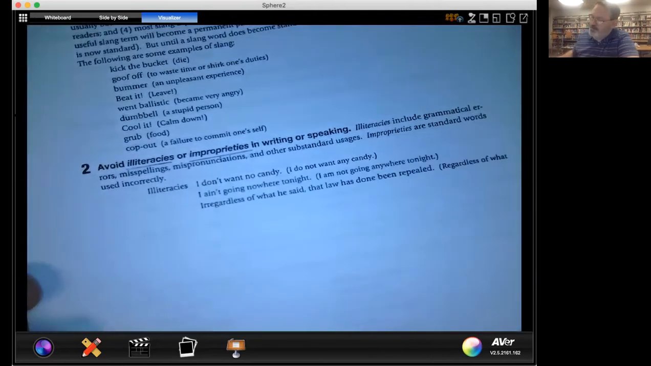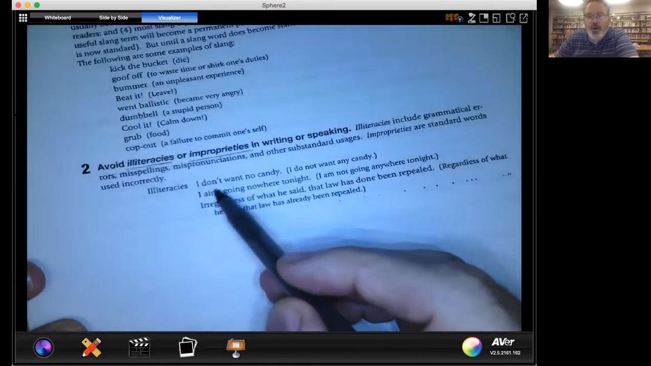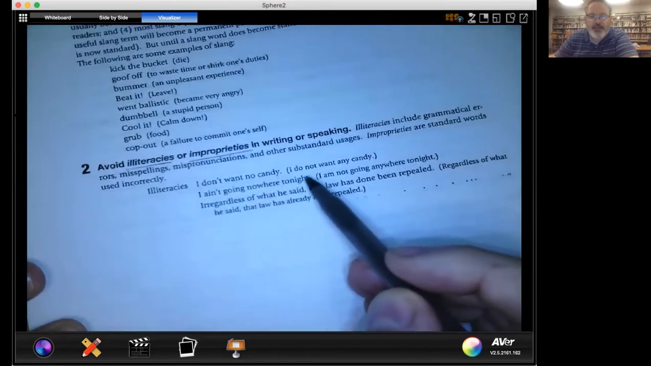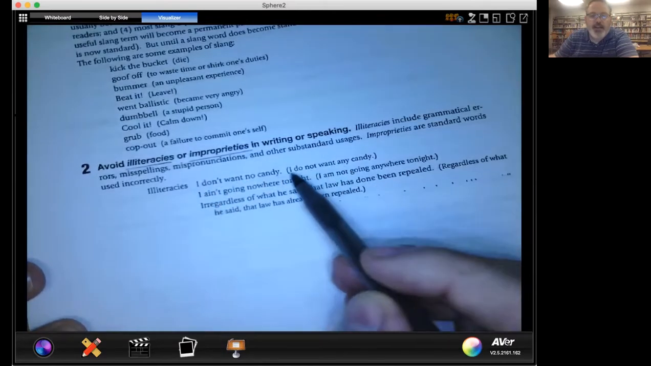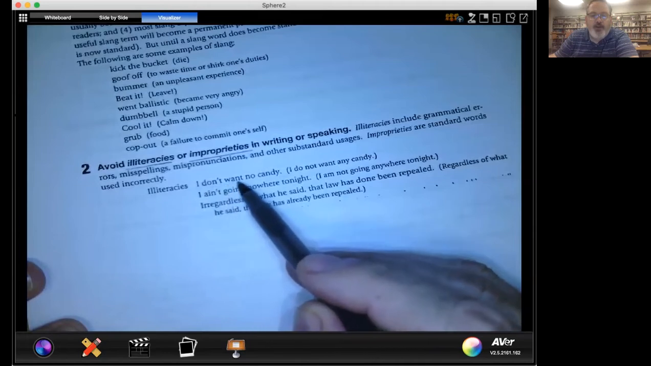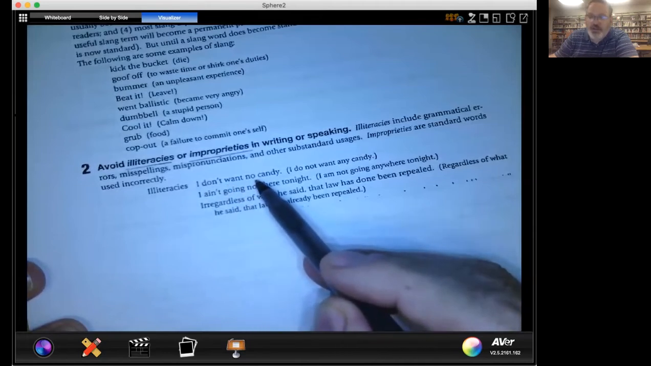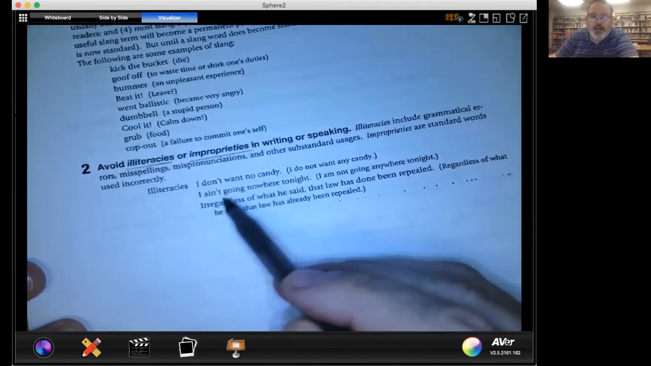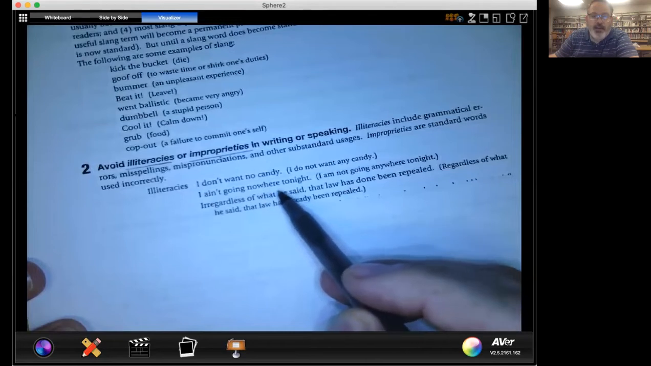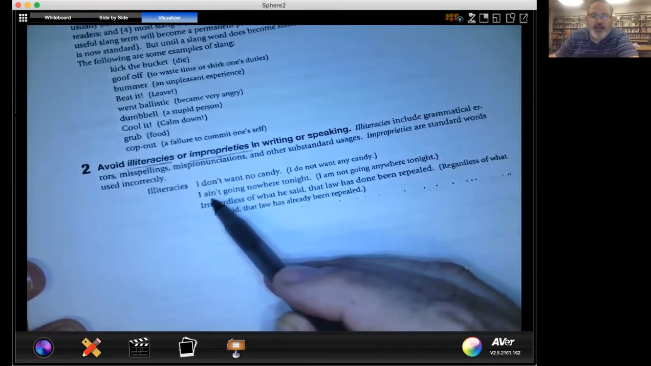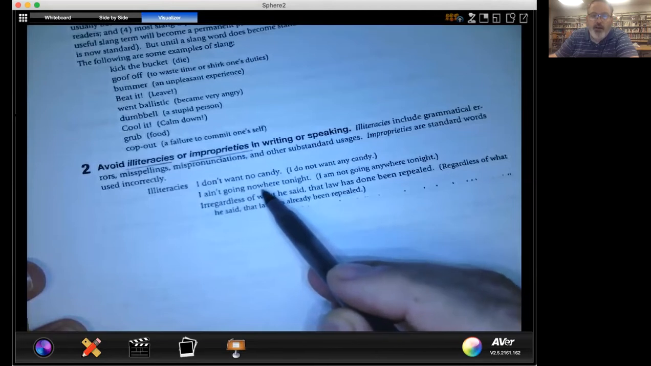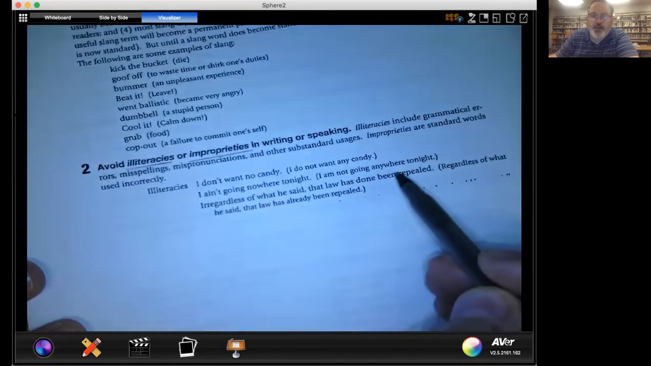Okay. Here's some examples of illiteracies. I don't want no candy means I do not want any candy. But I don't want no is just bad grammar. Okay. I ain't going nowhere tonight. Ain't is not an appropriate word in formal language, and nowhere is not a substitute for anywhere. I am not going anywhere tonight.